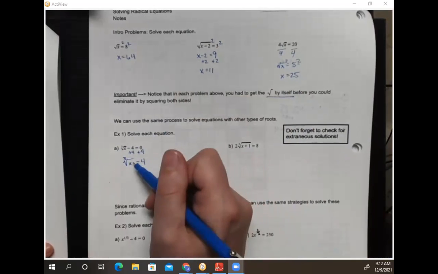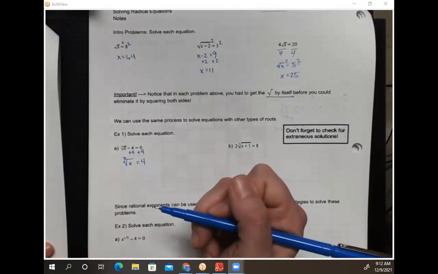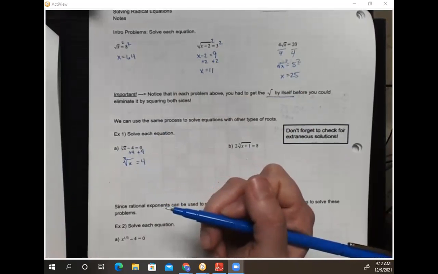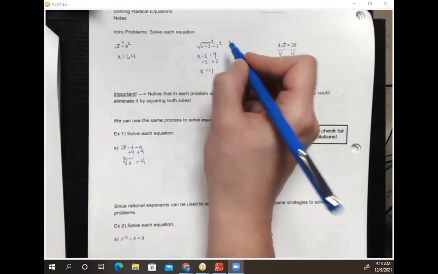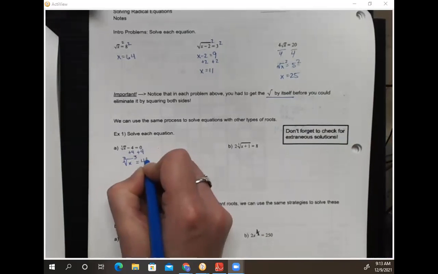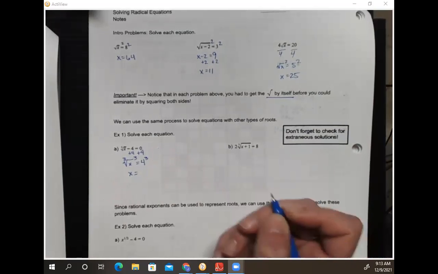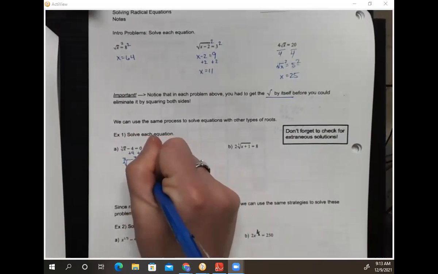And now this is a cube root. How do I undo a cube root? I cube it. Yeah, to undo a square root, we squared. To undo a cube root, we cube. So this would be x equals 4 cubed, which is 64.